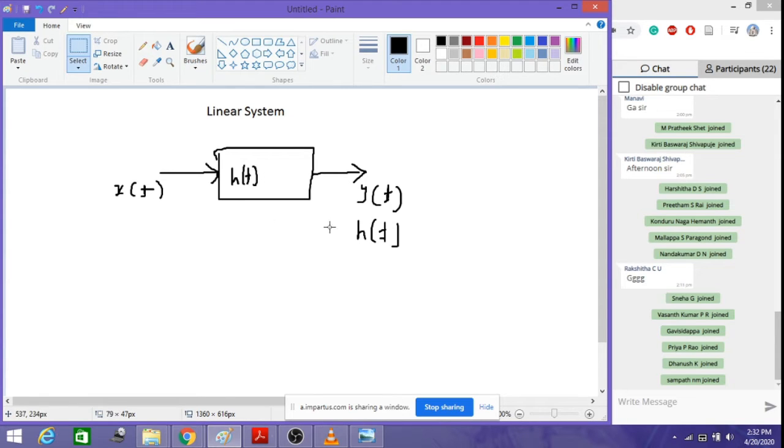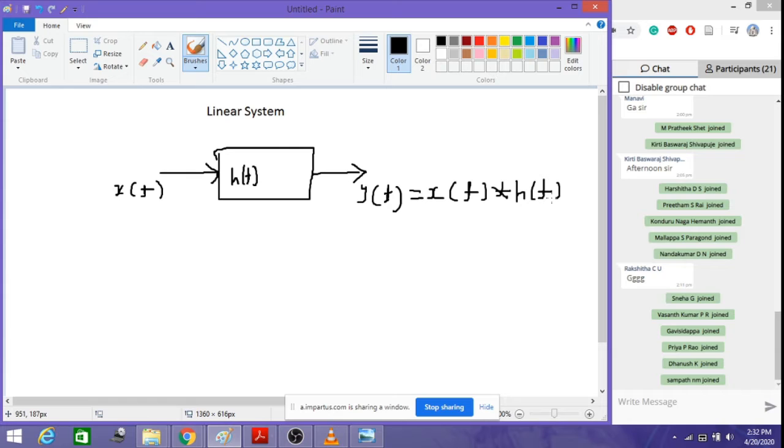Now after that we can apply any arbitrary signal to this system as x of t, and then we'll obtain the y of t, and this y of t is nothing but the convolution of x of t with the impulse response h of t. So that will be the output.